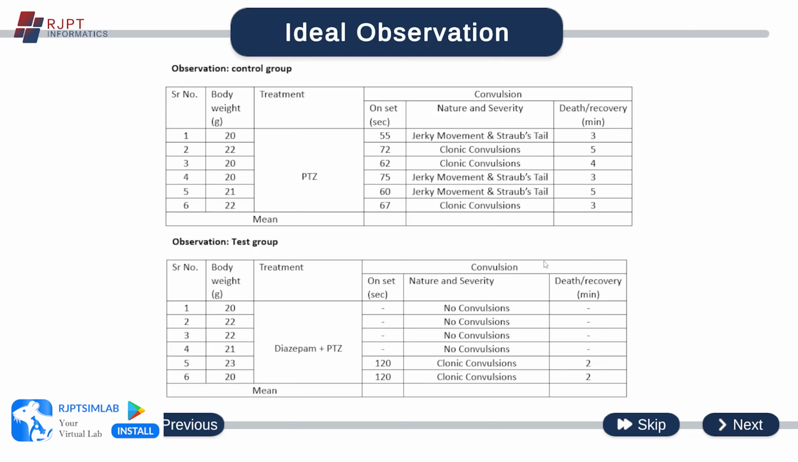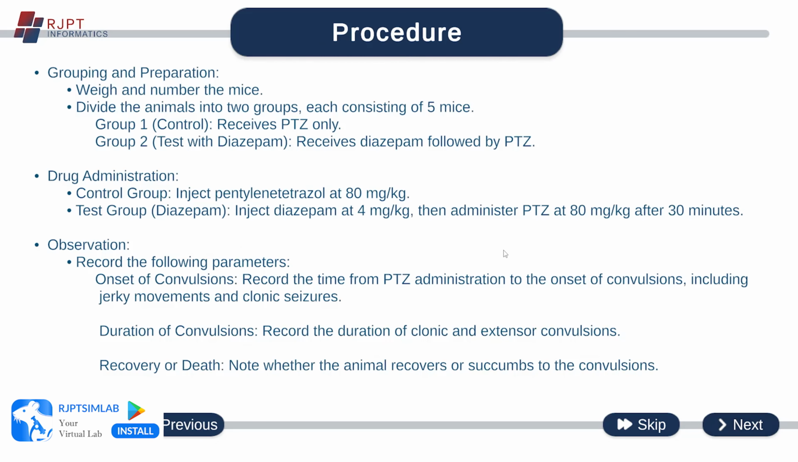This is the observation table that we will draw when we perform our experiment. We will draw it for two groups, the control group and the test group, by dividing the animals into these two groups. Now let us see the procedure part.